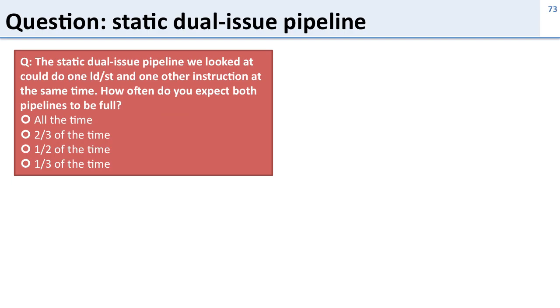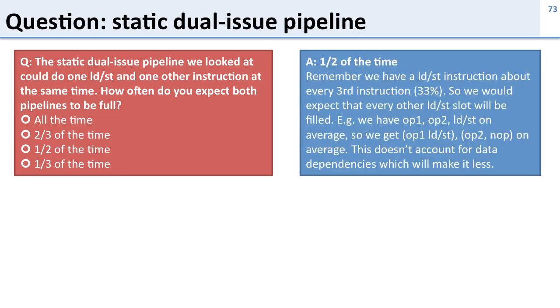Here's a question about the static dual issue pipeline. So how often do you expect both pipelines to be full? Well, we expect them both to be full about half the time. So remember, we have a load store instruction about every third instruction, 33% of the time. So we'd expect that every other load store slot will be filled.